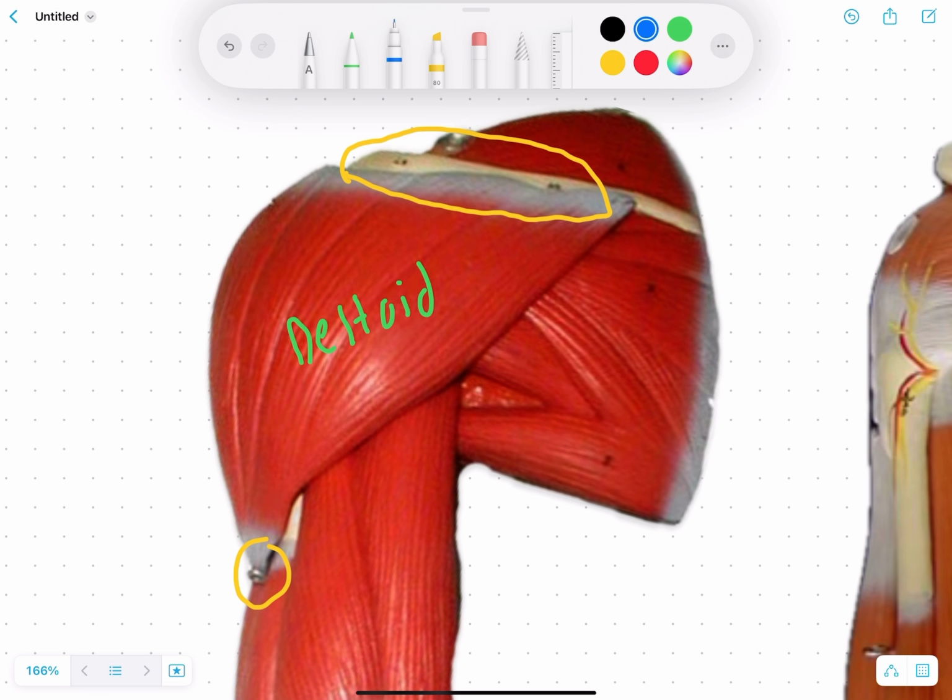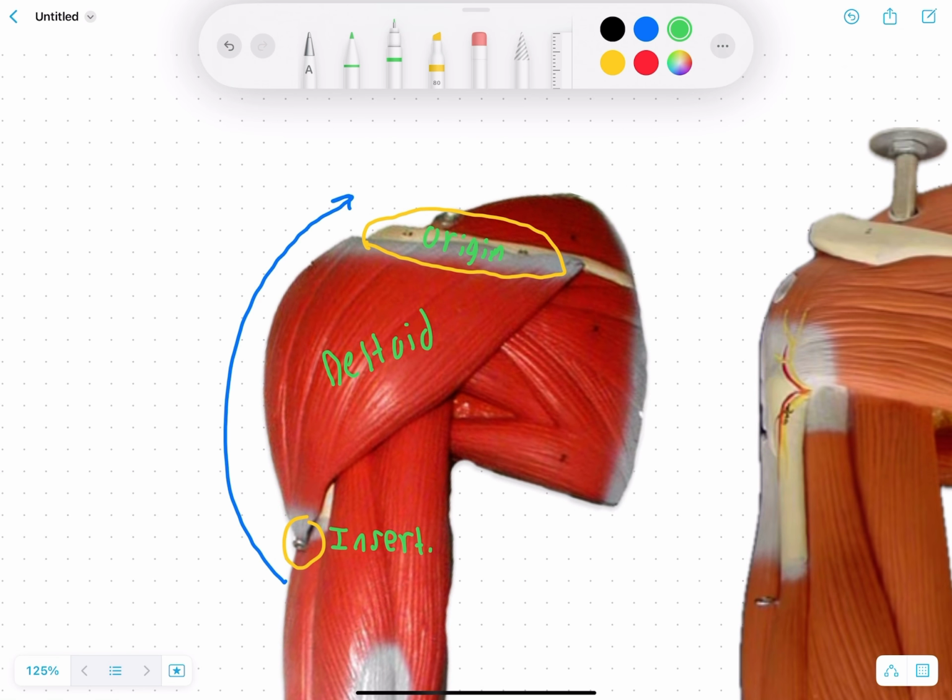And so we know that if we contract our deltoid, we're going to abduct our arm, which is going to move our arm up that way like so. And we know that by naming convention, the origin is the site that stays stationary, and the insertion is the site that's going to move towards the origin. And so just by the movement of shoulder abduction, we can deduce that this right here is our origin, and then this down here is our insertion. And so those are the origins and the insertions of the deltoid muscle.